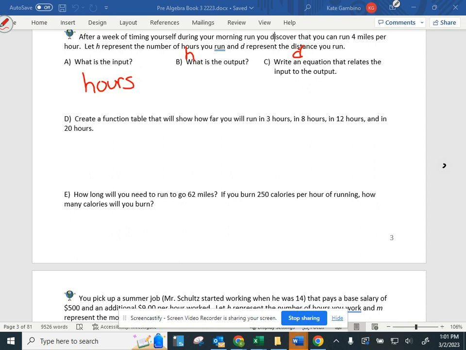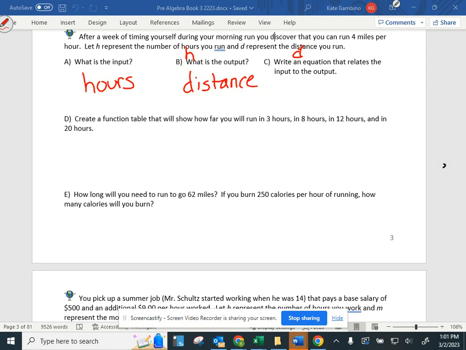Today I'm going to run 1 hour. Tomorrow I'm going to run 2 hours. That's what you're putting into the equation. Then I'm going to see, what do I get out of it? How far am I going to go? So that's going to be my output. If I run for 3 hours, I will go this distance.